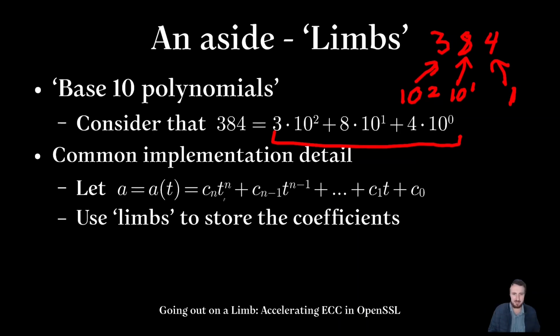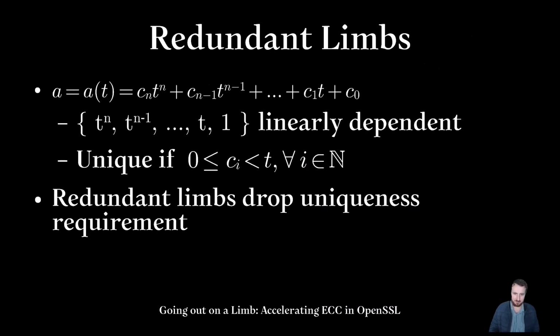So we've got some number a, and if a is a number which is roughly 384 bits, then we'll want to store it as a polynomial in terms of t, our choice of t. Remember, the t we picked earlier was 2 to the power 32. And so what are these coefficients here? Well, actually they're the limbs which we're going to store.